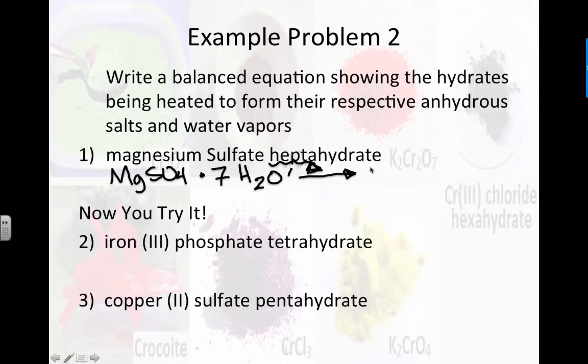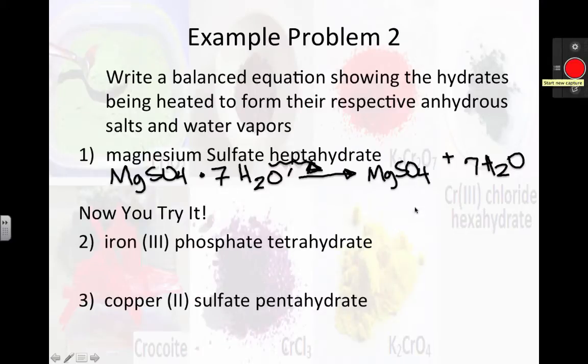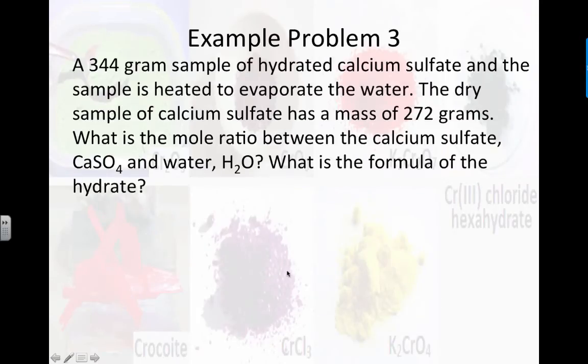So we're going to break it apart into magnesium sulfate, and how many waters come out of this? All of them, right? So 7 waters are being released. That's it. That's the balanced equation. Boy, that's really sloppy. Okay, so now you try. Look up the prefix for tetra if you haven't memorized it yet, and look up penta, and write an equation just like this one. Give it a try.